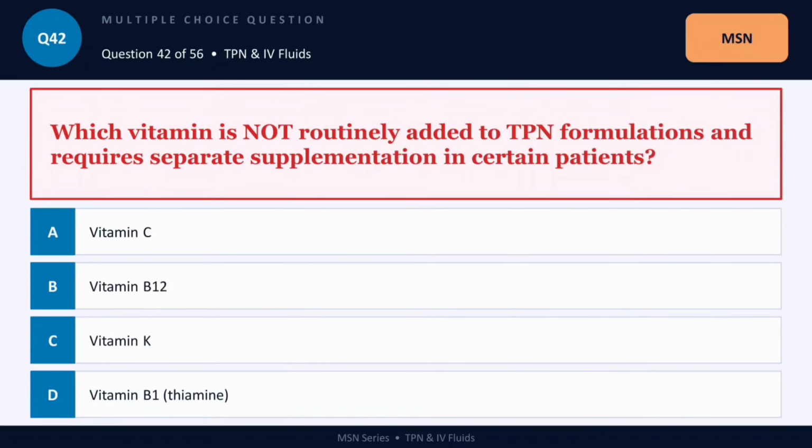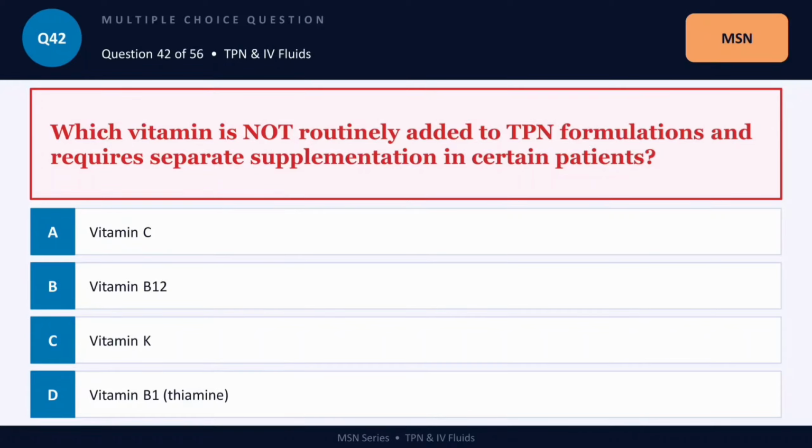Question number 42. Which vitamin is not routinely added to TPN formulations and requires separate supplementation in certain patients? Option A, vitamin C. Option B, vitamin B12. Option C, vitamin K. Option D, vitamin B1.